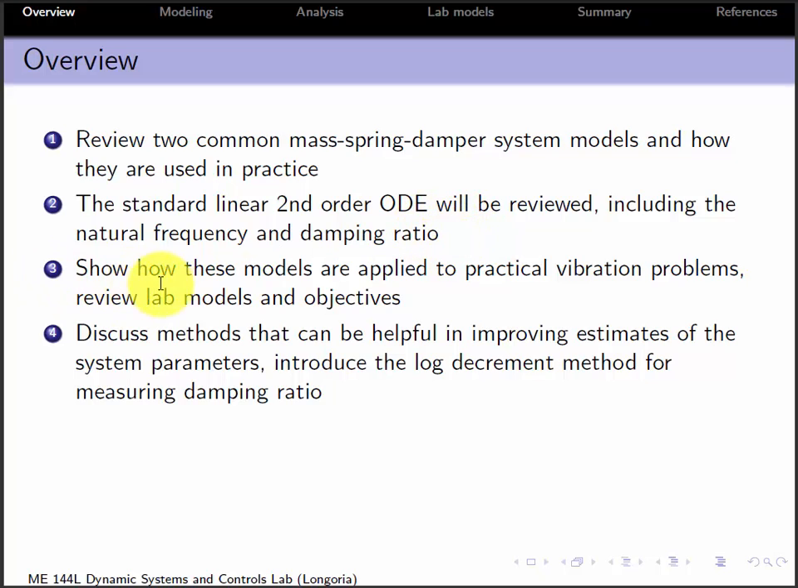I'll also show you then how these models can be applied to some practical vibration problems, review the physical models, if you like, that we put together in the lab, and then typical lab objectives for, say, a first week of lab, and then talk about methods that can be helpful in improving your estimates of system parameters such as mass, damping, and of course natural frequency. I'm also going to show you how to use the log-decrement method for measuring the damping ratio directly, and in doing that I'll show you some simple lab VIs that you can put together for that and also use in the lab.